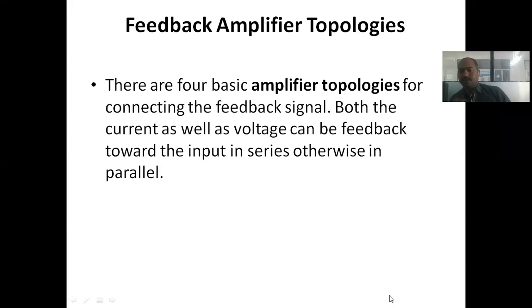Why is that topology designed? As I already told you, when we have different applications, the requirements are different. According to the requirement, we have to design the particular type of amplifier, and for that purpose we use different topologies. Topology indicates how the output is applied to the input. Accordingly, it is connected either in series or in parallel, such as voltage series or current series. So there are different types of feedback amplifier topology.